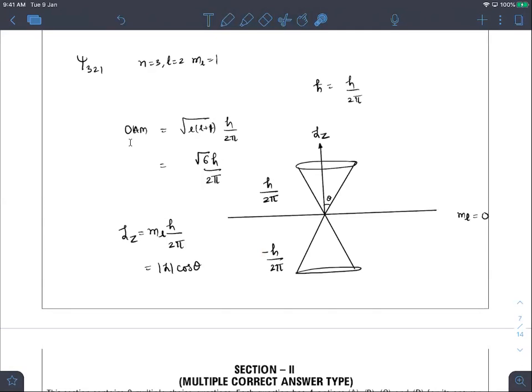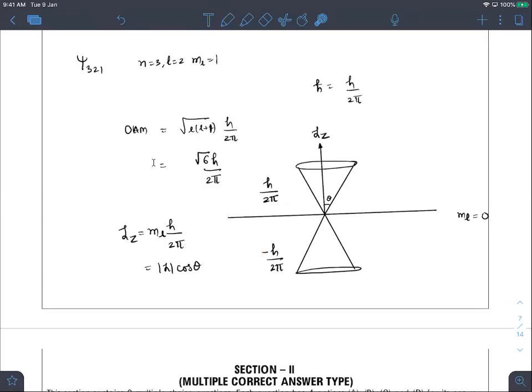And next one, the number of allowed values of L depends upon N as well as ML. Is that correct? Question 32. Somebody has written D. That's not right, it only depends upon N, not ML. Check out 32B.